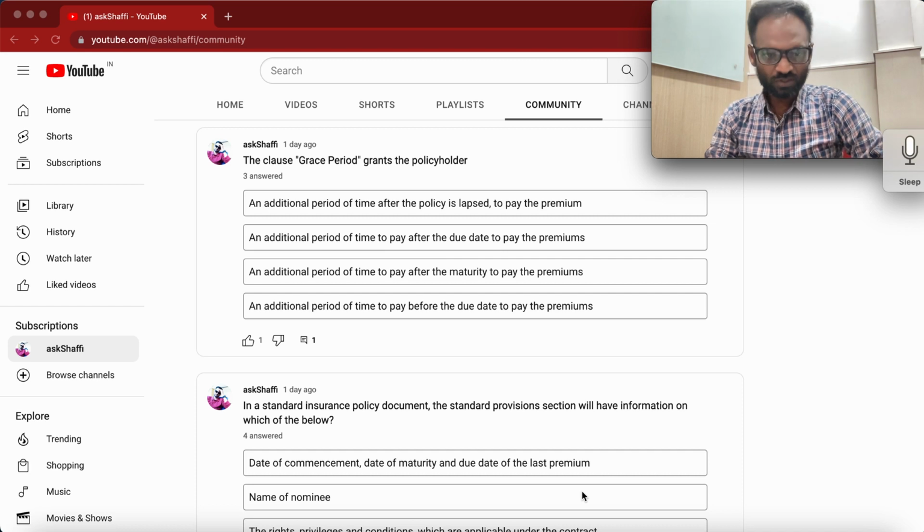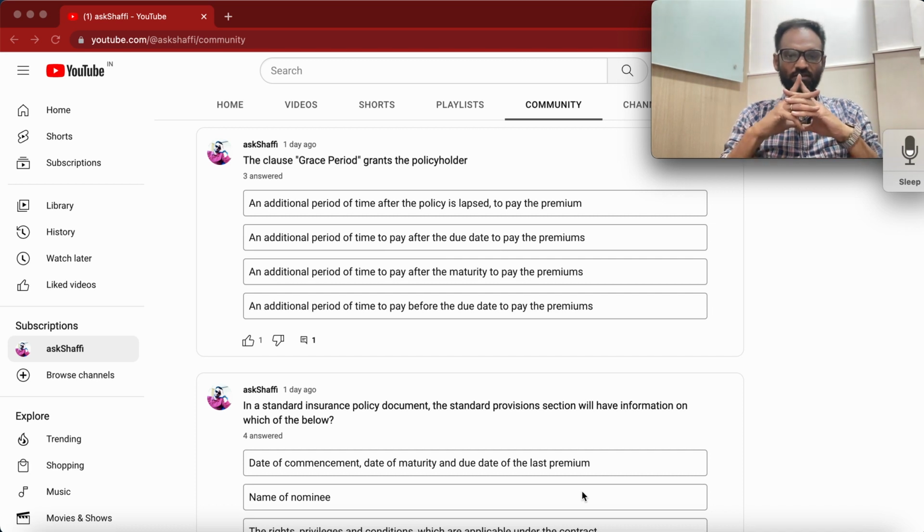Session, every question is selected with a lot of analysis, and all the questions are very important. This is not only a question and answer session, the explanation of the question is also given wherever it is required. So the first question is, the clause grace period grants the policyholder what?